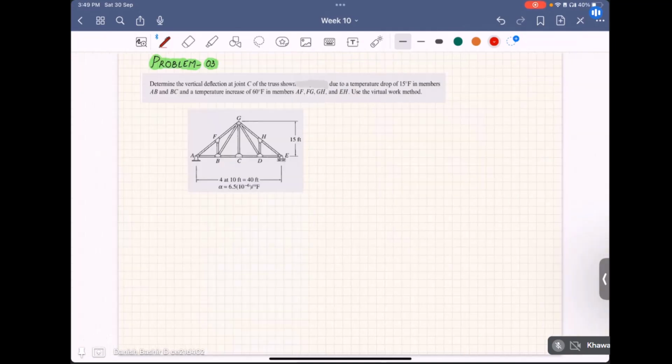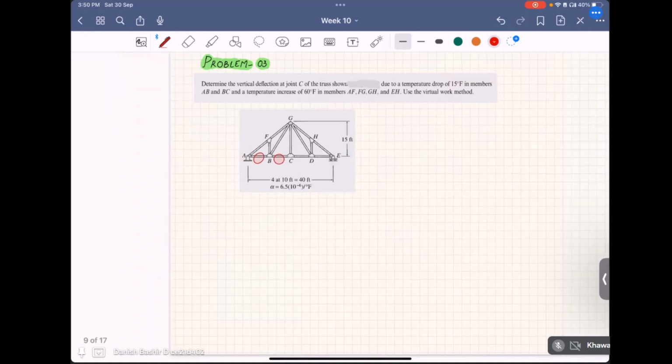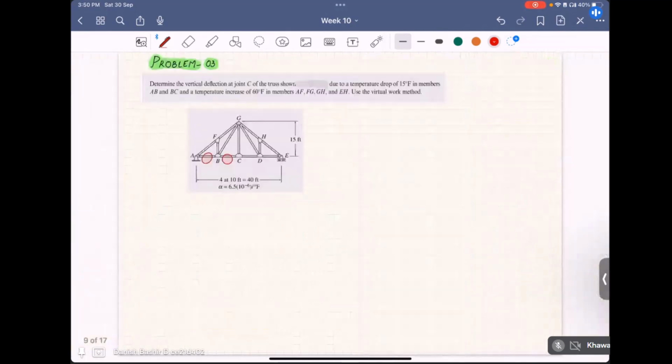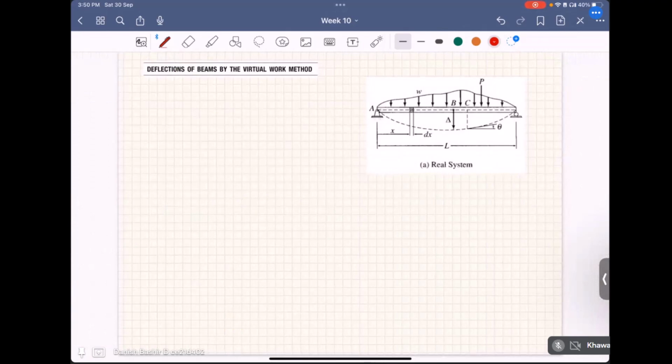And here there is a temperature drop of 15 degrees in the members AB and BC. So this member and this member have a temperature drop of 15 degrees, and alpha for both of them is 6.5 times 10 to the power minus 6 per degree Fahrenheit. So in terms of delta, you have to use this formula now. Hope you will try these problems yourself. Then we will move on to another topic.